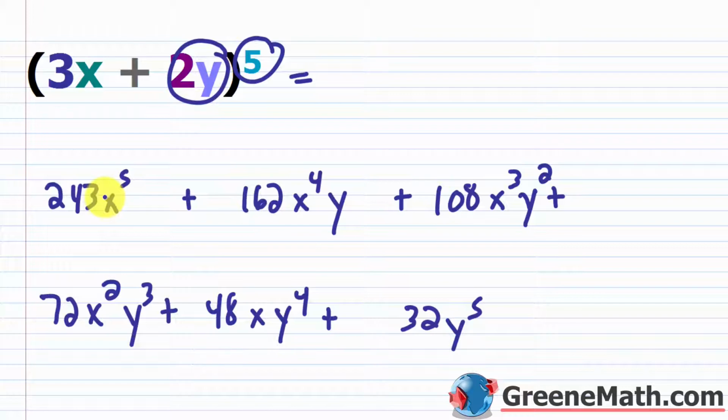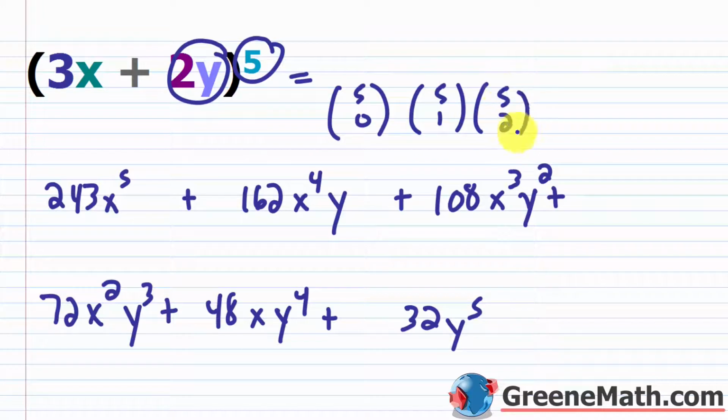Okay, so again, you can go through to get the coefficients. You would start with 5 choose 0, which is 1, so you can leave that off. And then you would go to 5 choose 1, and then 5 choose 2, and then 5 choose 3, and then 5 choose 4, and then finally 5 choose 5.